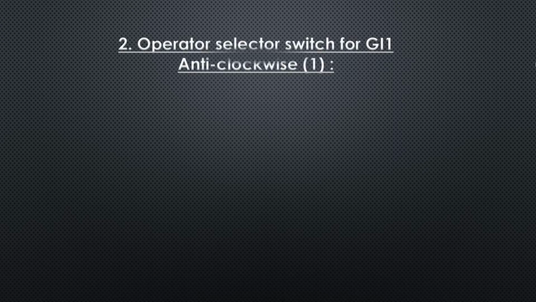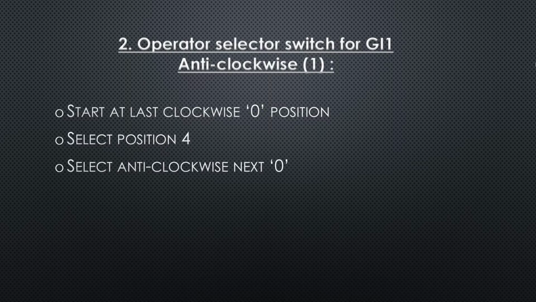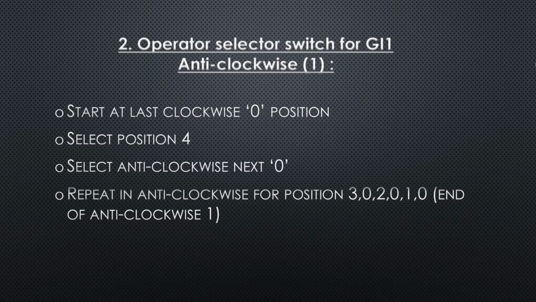Next, the operator selector switch for GI1 anti-clockwise 1 for the second set of DP readings. First, we start at the last clockwise 0 position and read the DP as equalizer. Then we select position 4 and read the change in DP from the previous 0 position as DP expander or reducer plus lamina. Next, select anti-clockwise net 0, equalize for a few seconds and read the DP as equalizer. Repeat as with the clockwise switch, but read anti-clockwise for positions 3, 0, 2, 0, 1, 0, and that is the end of anti-clockwise 1.